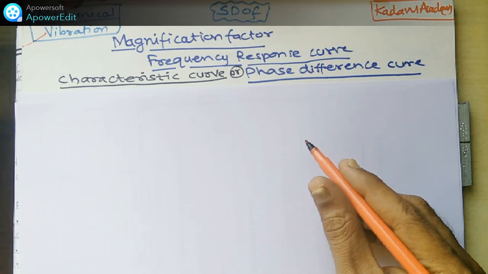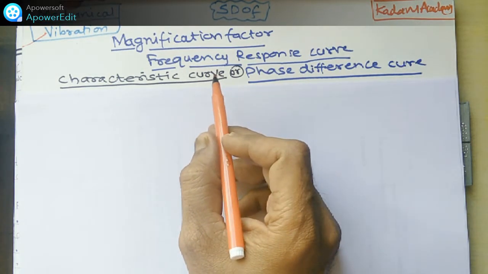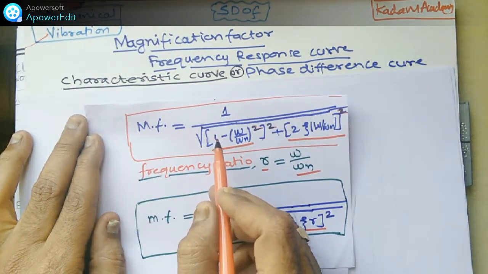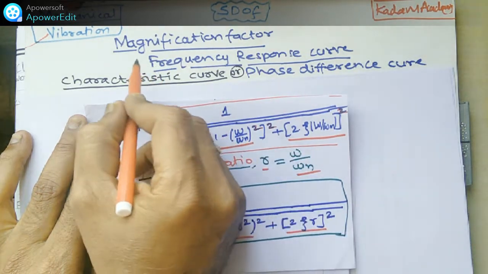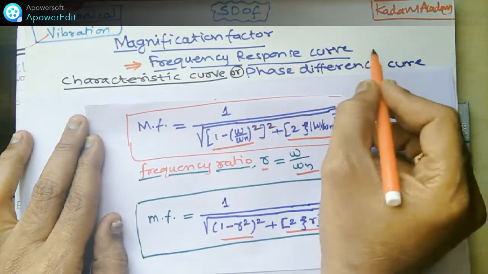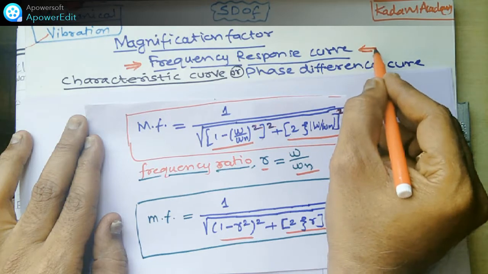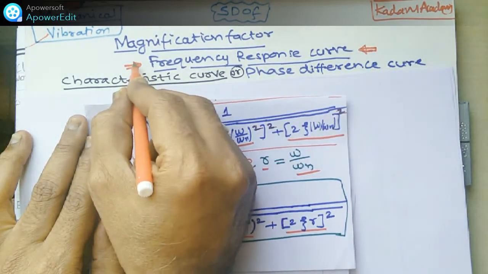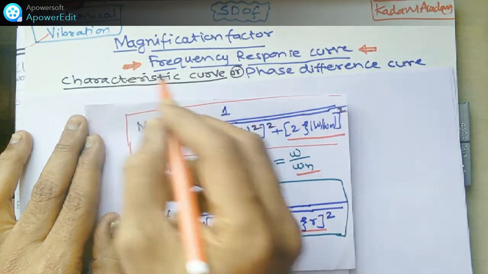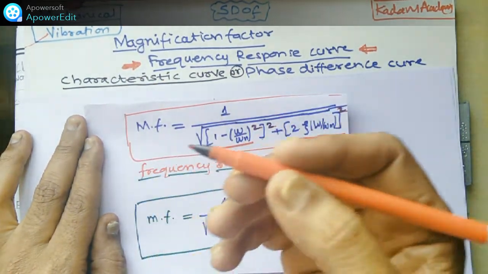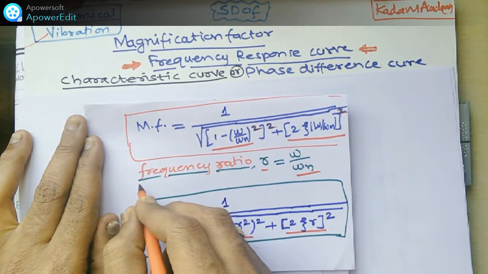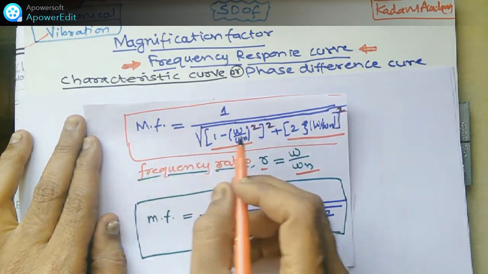Already, friend, we have studied what the magnification factor is, and we have derived the formula for the magnification factor. In this lecture we are going to study the frequency response curve: what the frequency response curve is, how it is drawn, and the relationship it shows, drawn with respect to the magnification factor and the frequency ratio, as this formula shows.